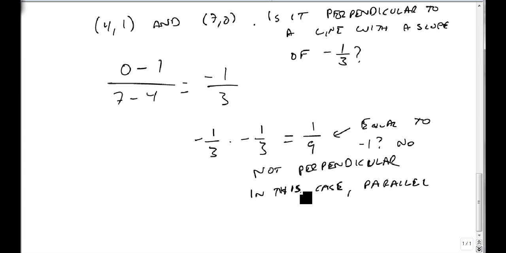And so that's how we tell. We multiply them together to get minus 1 to see if they're perpendicular, or we set them equal to see if they're parallel. If they're not equal and they don't multiply to minus 1, then they're neither parallel nor perpendicular.